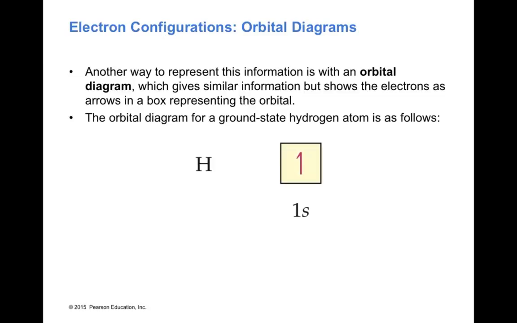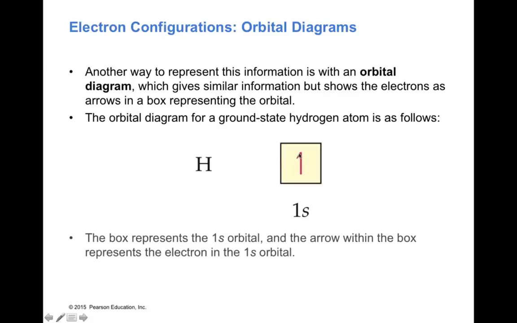So for hydrogen, you have a box, labeled 1s, that's the orbital, at the bottom, and then you put one half arrow that represents an electron. This arrow represents one electron. The box represents the 1s orbital, and the arrow within the box represents the electron in the 1s orbital.